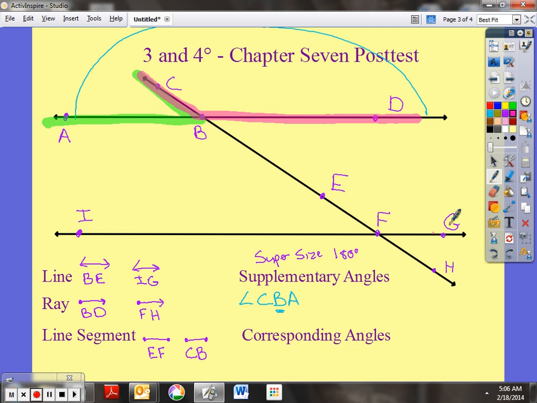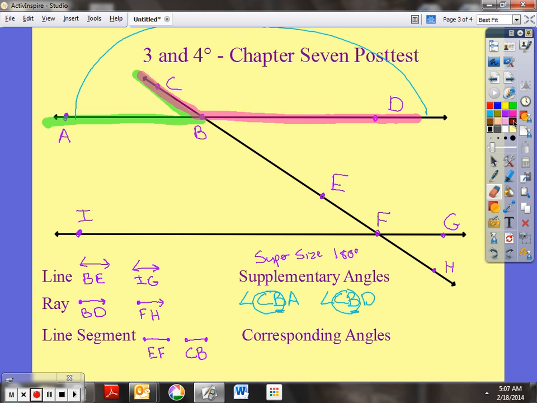So if I were to take a look, angle CBA's supplement is angle CBD. They share the same vertex, and notice they will also share same side CB. Okay, and now corresponding angles. Remember, corresponding angles are angles that are congruent, and they are going to be on the same side of the transversal.